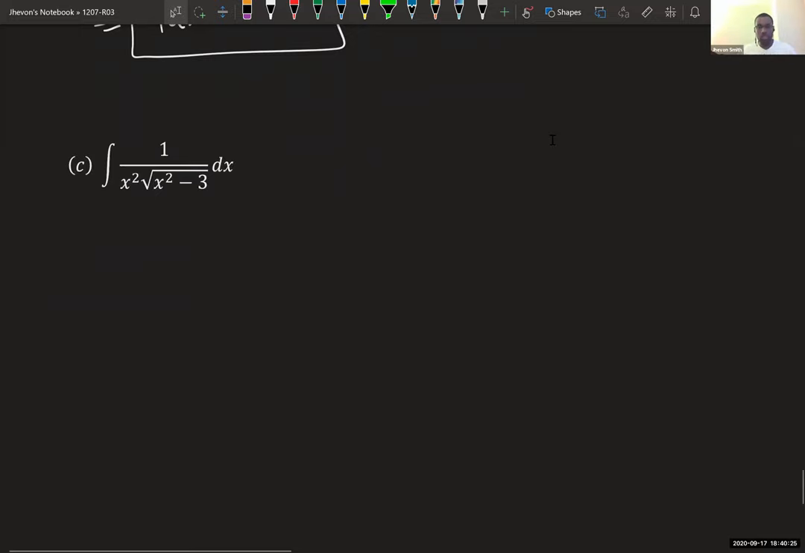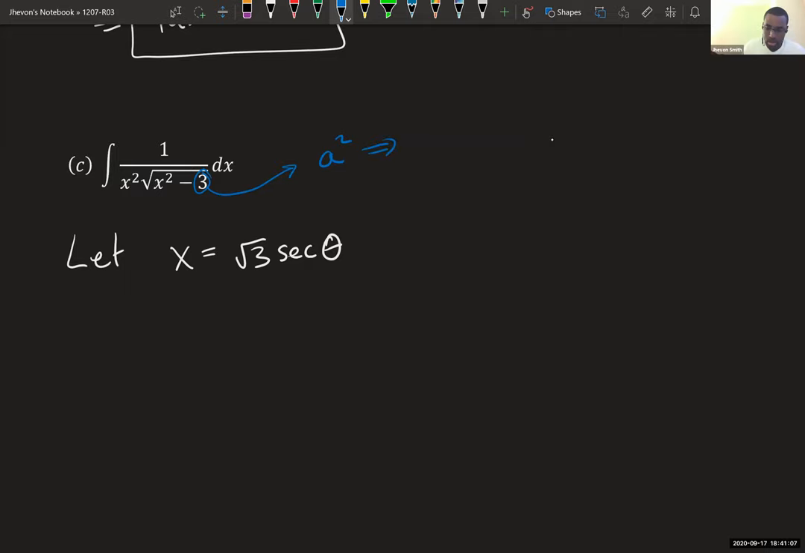Okay, this one. Someone tell me what to do. It's not a basic rule. Can't simplify it to be a basic rule. Substitution isn't going to work. Okay, now go. Trig substitution. What is the substitution? X would equal A secant theta. Okay, what's A? A is square root of 3. Right. So remember, you want to think of the constant as an A squared. All right, so that is how you would start this off.